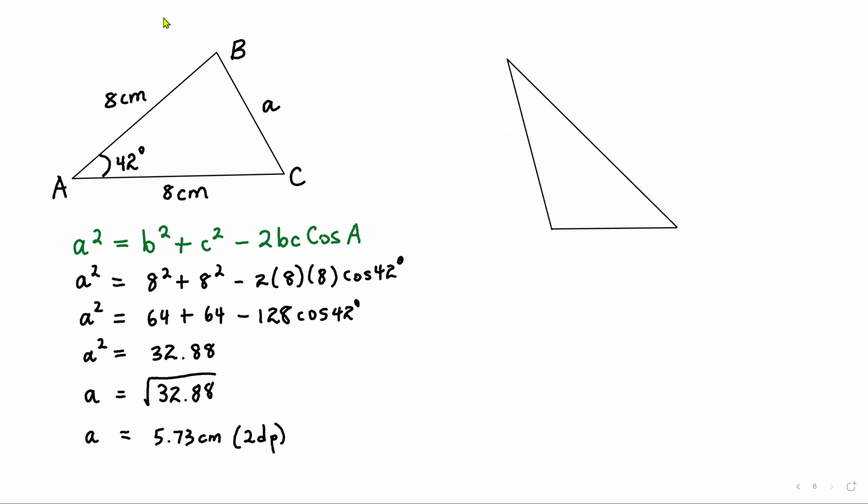Right, girls. So you're going to try this one for me. This is triangle ABC. I want you to find side A again. Angle A is 110 degrees. Side AB is 9 centimeters and AC is 3 centimeters. So you're finding side A.